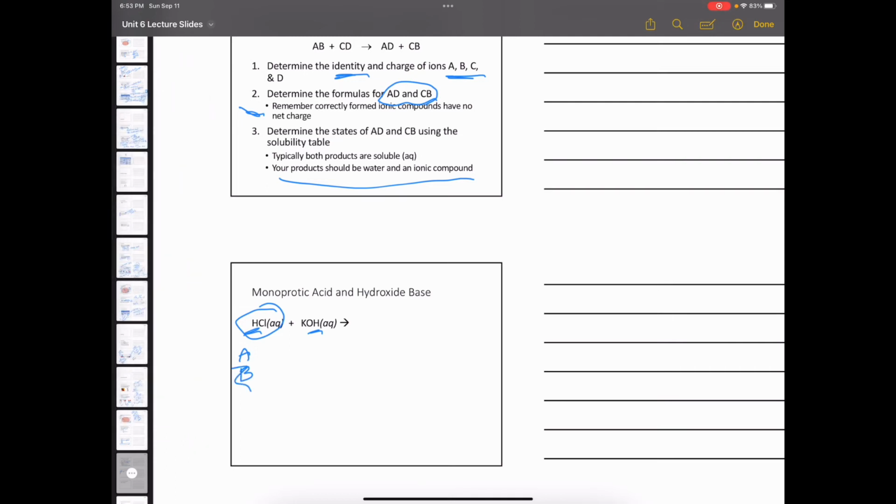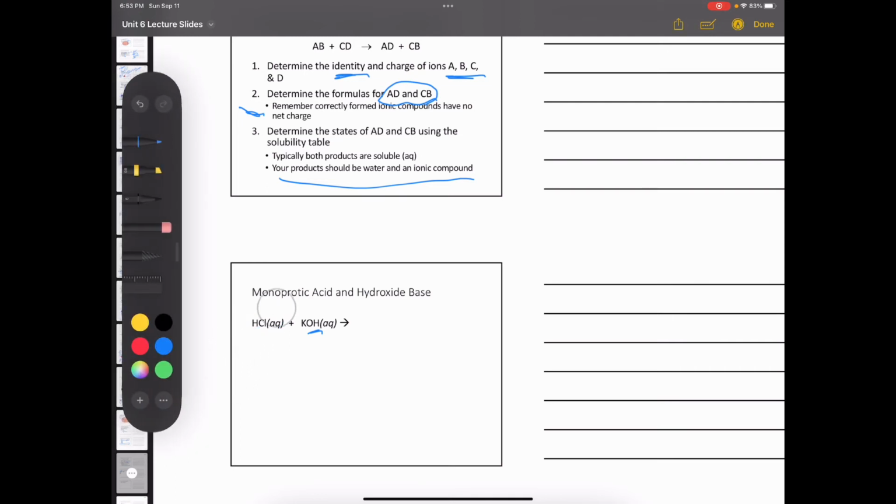So first, let's determine A, B, C, and D. My A is hydrogen, and hydrogen has a positive charge. Chlorine has a negative charge. It's part of the halogens on the periodic table, and it always has one negative charge, right? If you really can't remember all this from the periodic table, if hydrogen is a positive one, then chlorine has to be a negative one, so the positive can cancel the negative, and that's why we have a neutral HCl molecule.